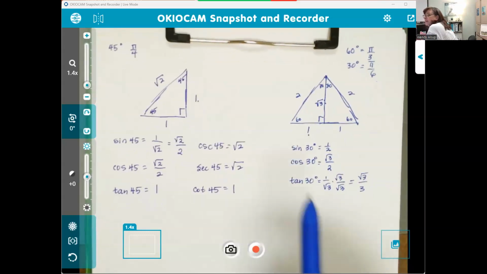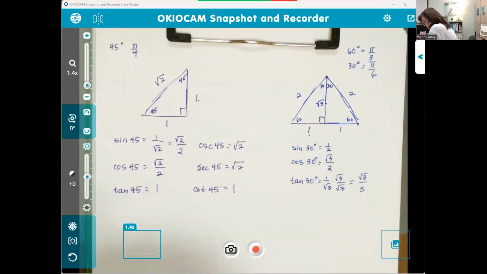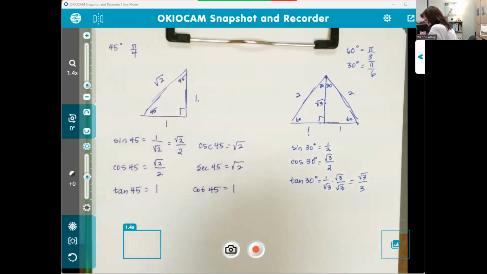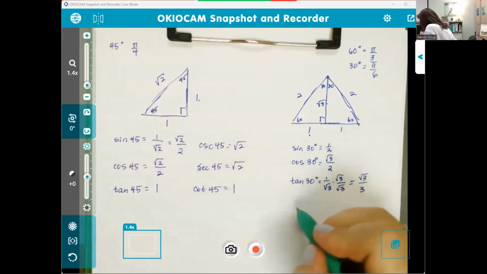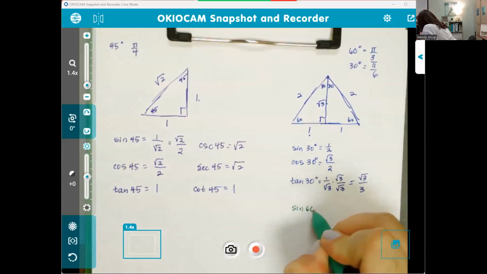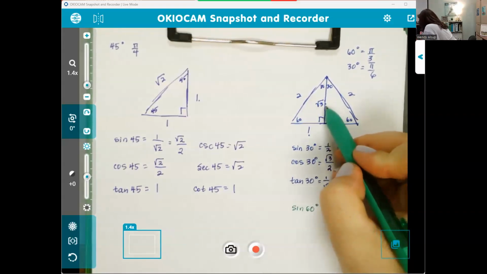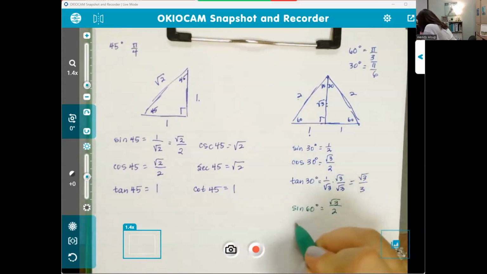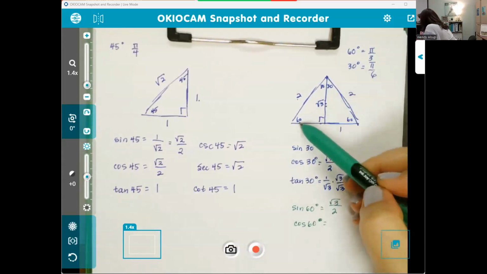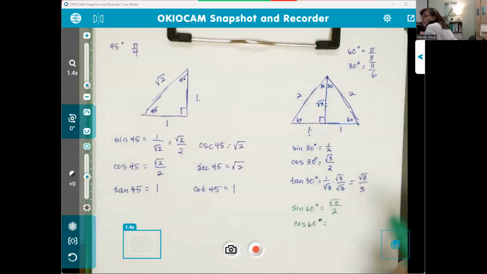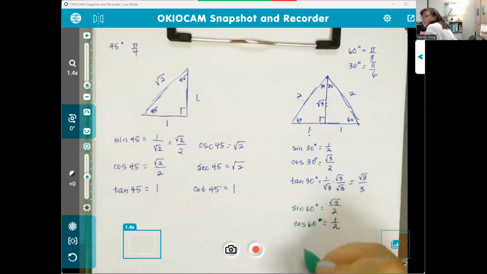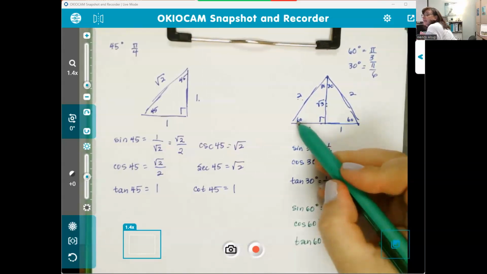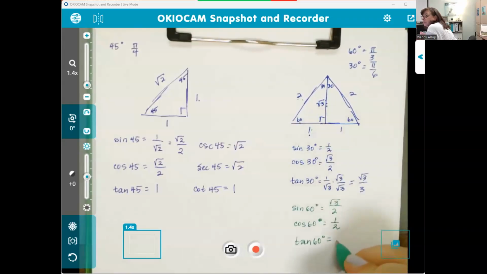Okay, now we're going to do it again, but for the 60. Let me do that in another color. Let me do that in green. All right, so what about the sine of the 60? Sine of 60, opposite over hypotenuse, root 3 over 2. Cosine of the 60 is adjacent over hypotenuse, 1/2. And then the tangent of the 60 is going to be the opposite over adjacent, root 3.